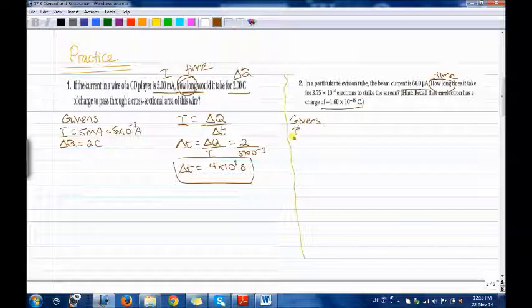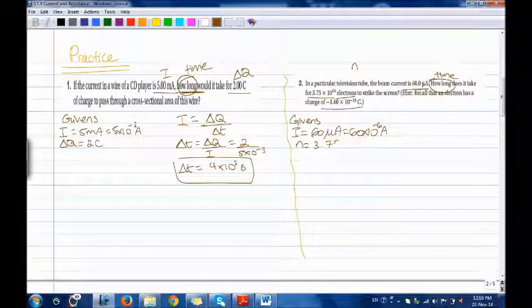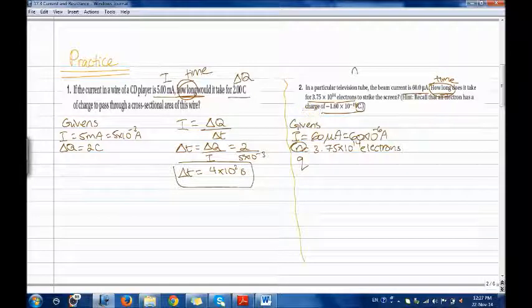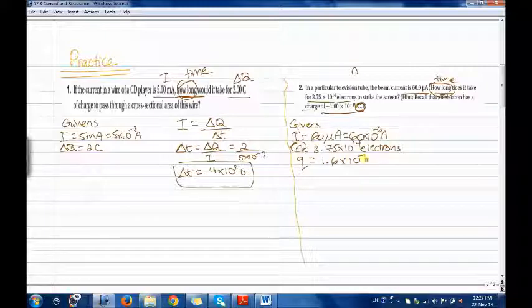So we have the current, which is the I, equals 60 microampere, and micro is times 10 to the power of negative 6, so it will equal 60 times 10 to the power of negative 6 ampere. And then they said 3.75 times 10 to the power of 14. Recall that when they say electrons, they mean the N. So N equals 3.75 times 10 to the power of 14 electrons. Now the Q is, because here they said charge and there's the hint of the unit coulomb, Q equals, without the negative, 1.6 times 10 to the power of negative 19 coulomb.